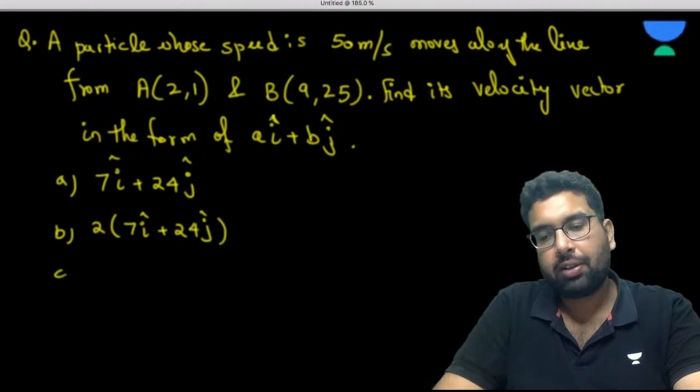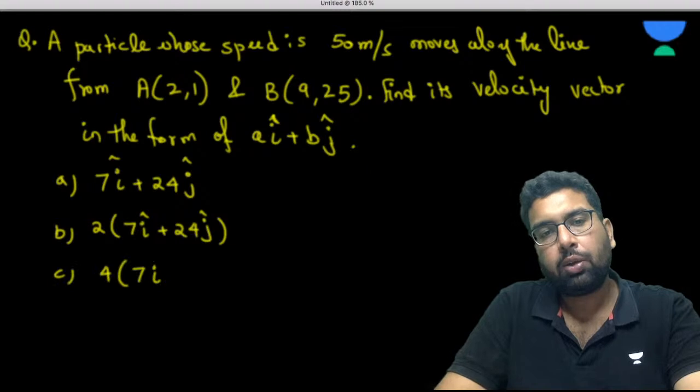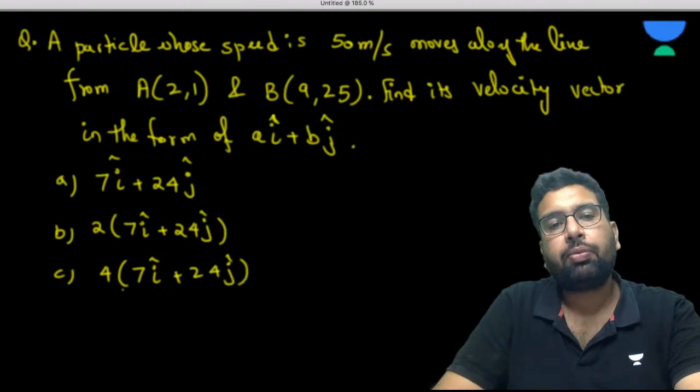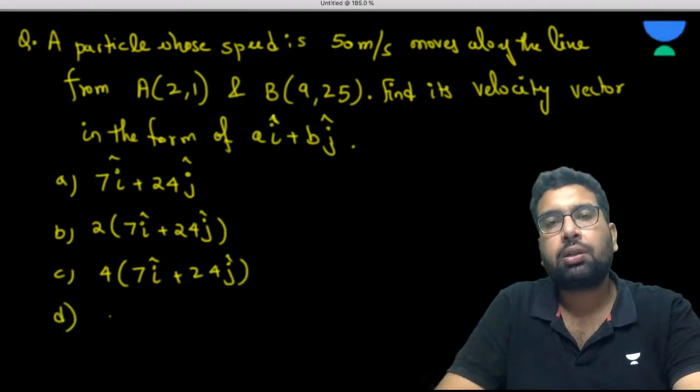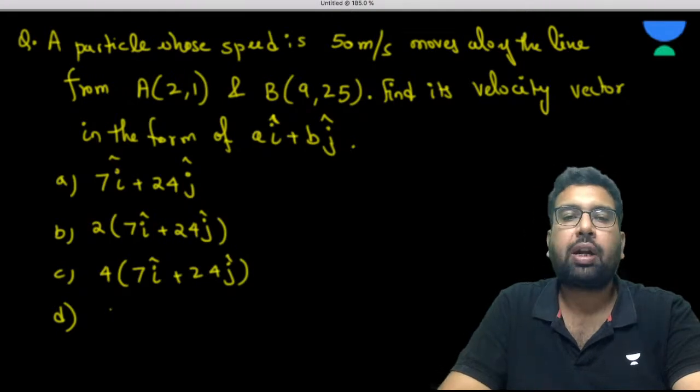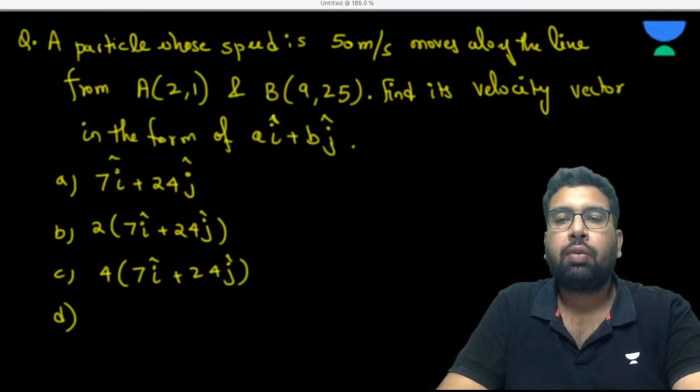Let's do this question, and from this point we can continue in the next session. So almost the position vector and displacement vector are about to get finished, and in the next session we can come up with the products of vectors, that is, multiplication of vectors.